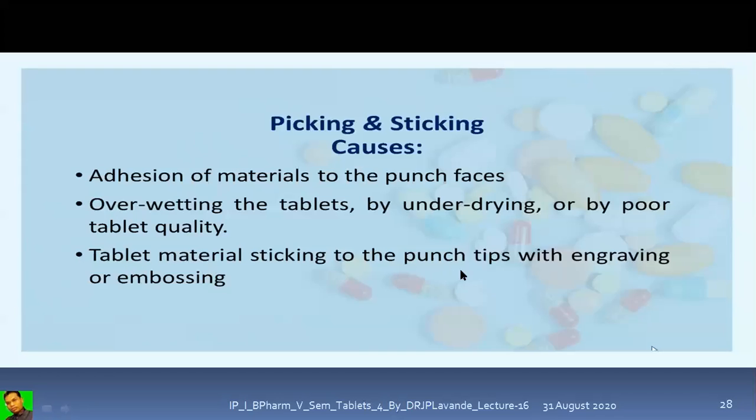Tablet material sticking to the punch tips with engraving and the embossing. Most of the tablets will be containing the names. Most of the tablets will contain different shapes on their surface. That is because of the engraving, that is because of the embossing. So the region between these embossing, the region between these engraving, that will lead to the process of sticking.